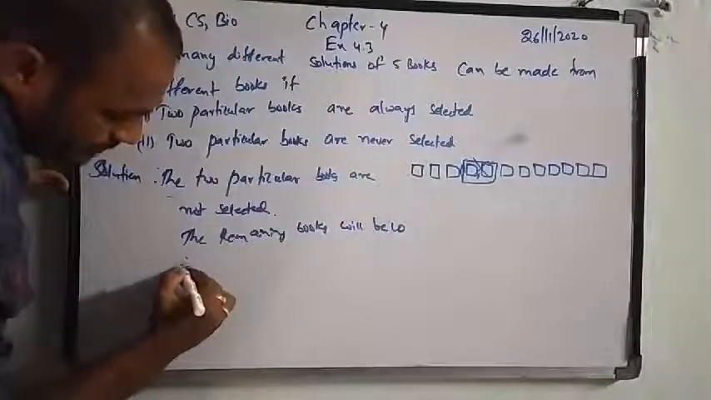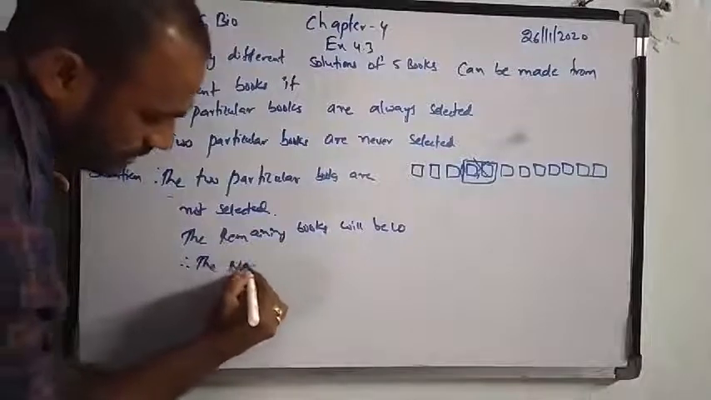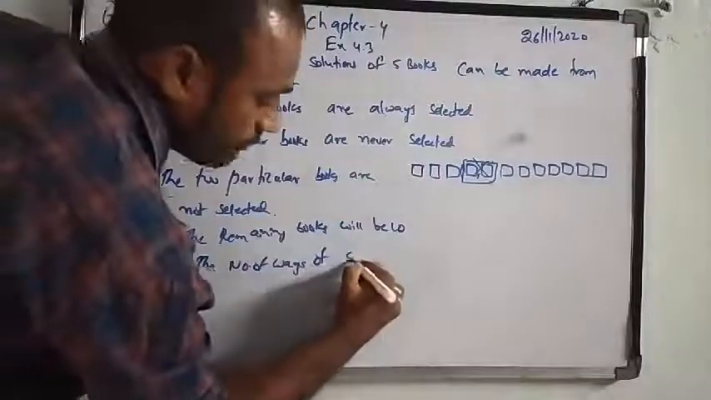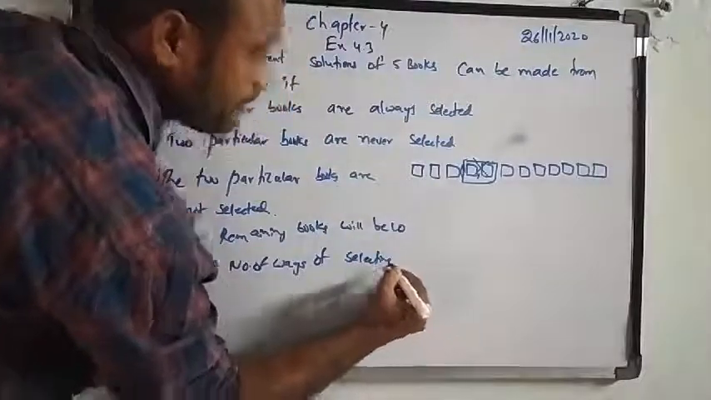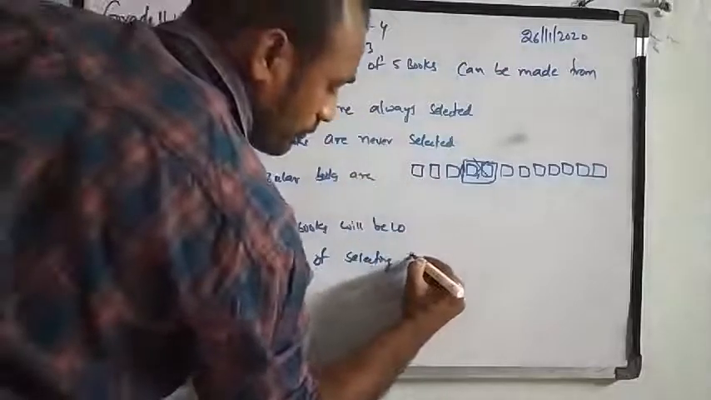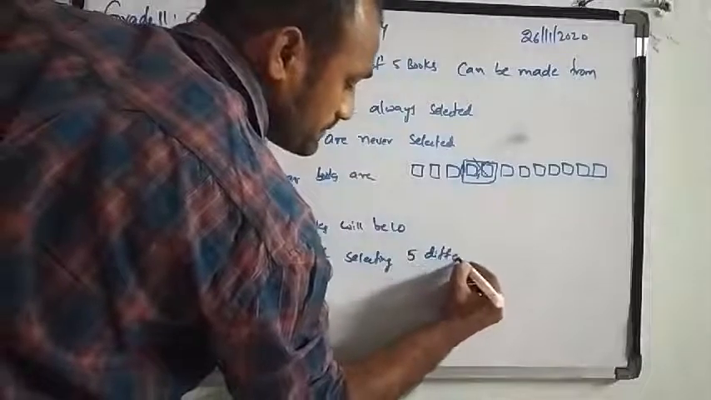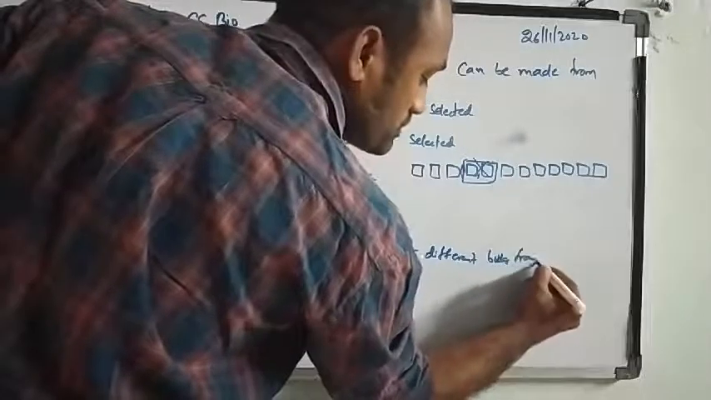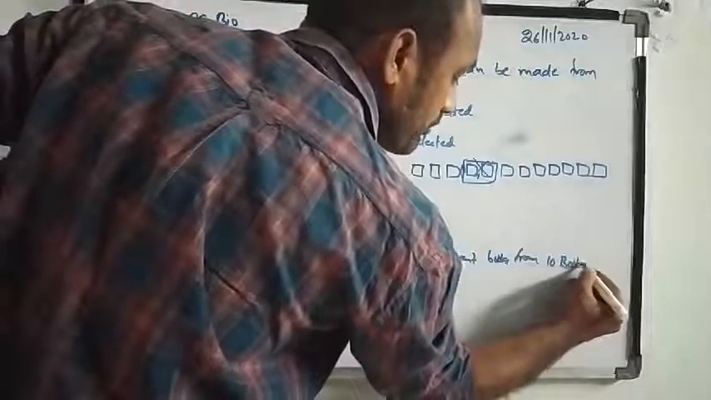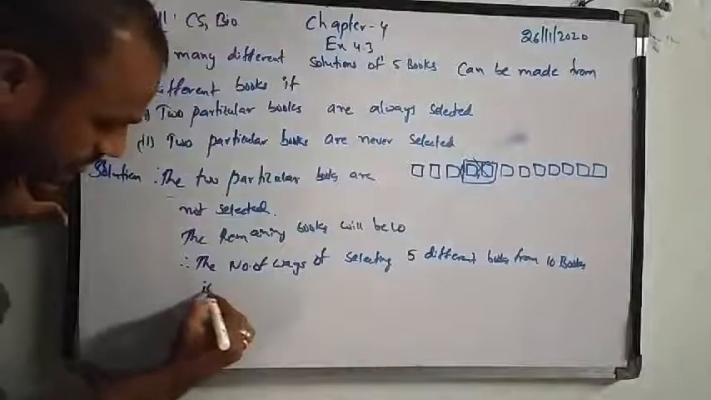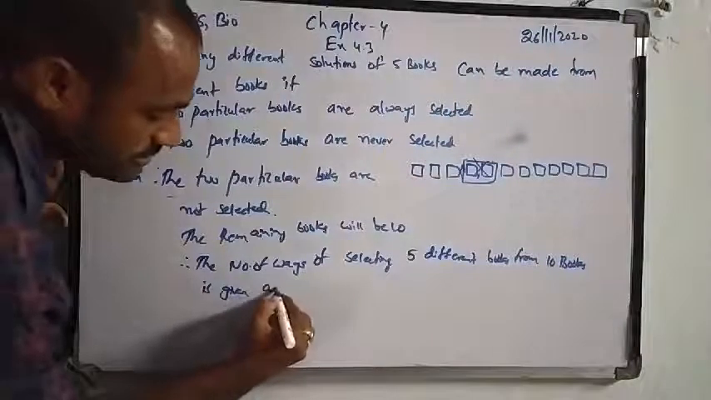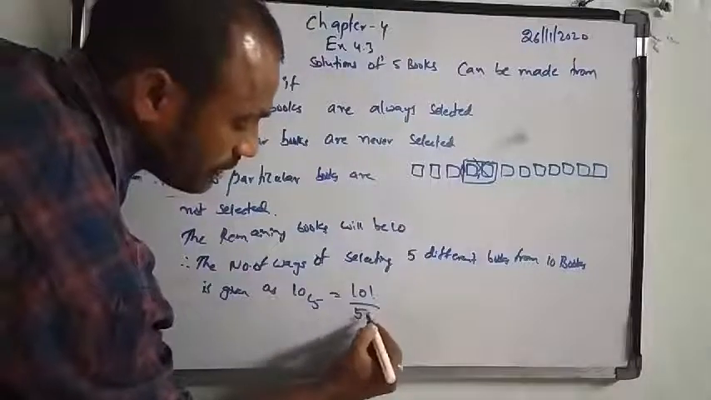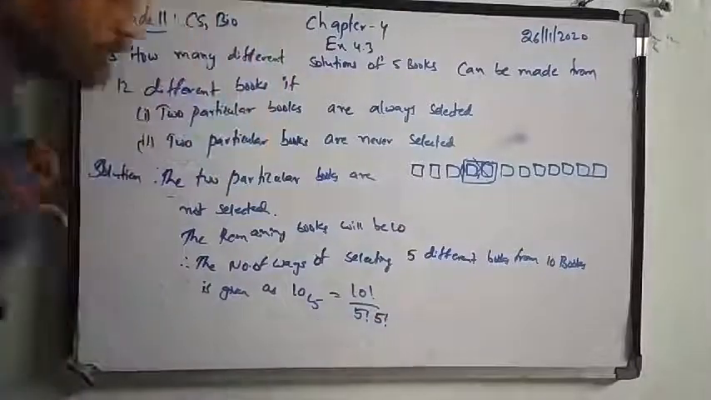So therefore the number of ways of selecting 5 different books from 10 books is given as 10C5. That is 10 factorial by r factorial into n minus r factorial.